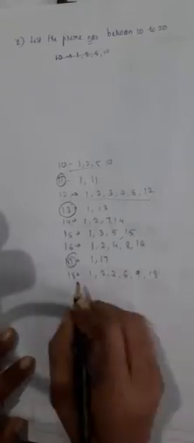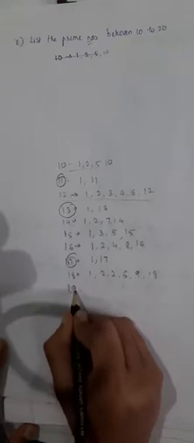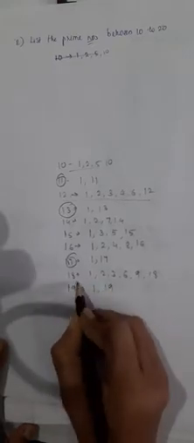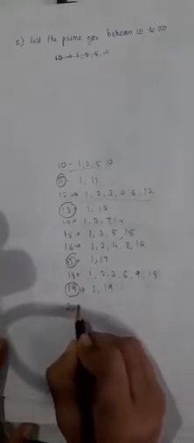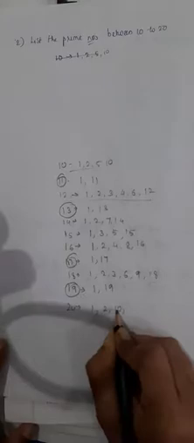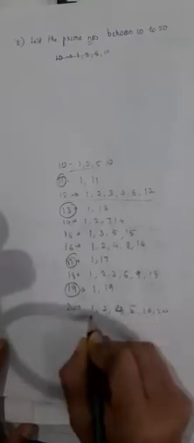More than 2 factors. It is not a prime number. It is a composite number. Then you take 19. 19 is found in 1 and 19 table. So it is a prime number. 20 you take, it is found in 1 table, 2 table, 4 table, 5 table, 10 table and 20 table.